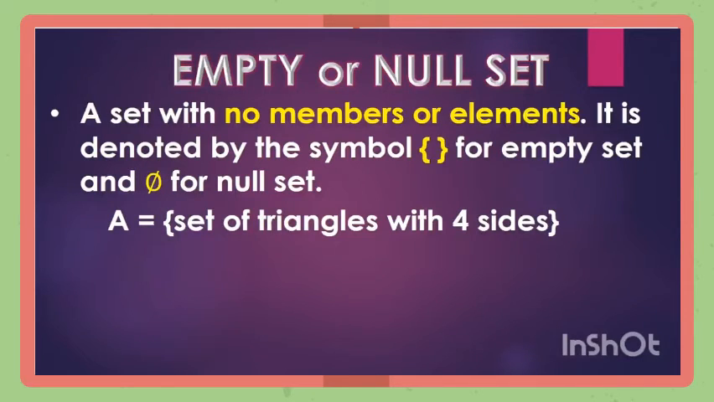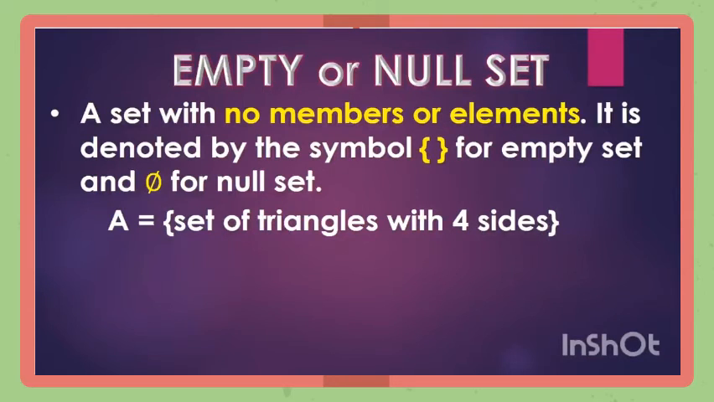Set of triangles with 4 sides. So, set A is the set of triangles with 4 sides. So, meron tayong iba't ibang klase ng triangles. Meron tayong equiangular triangles, equilateral triangles, isosceles, scalene, right, obtuse triangle, acute triangle. So, meron tayong iba't ibang klase ng triangle. Now, meron bang triangle na may 4 sides? Of course, wala. So, this is an example of empty set or null set.